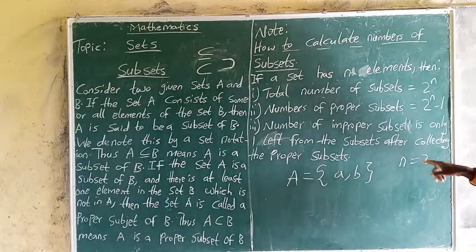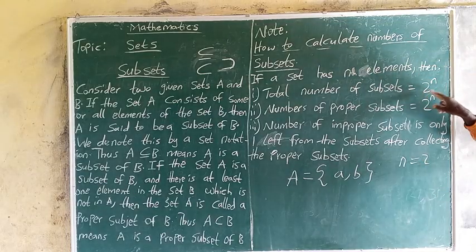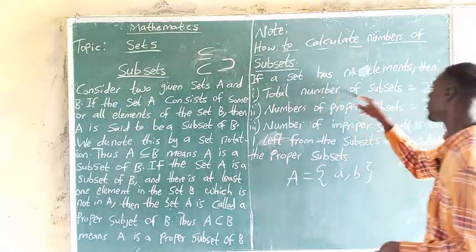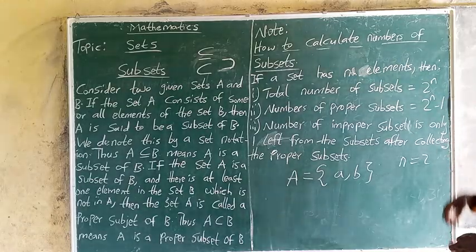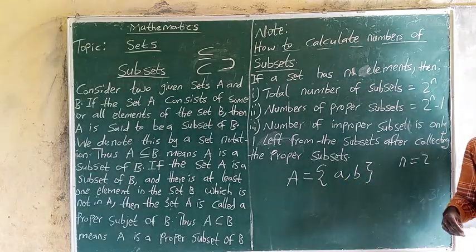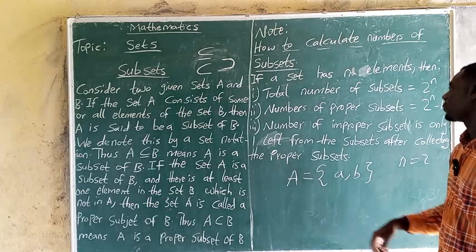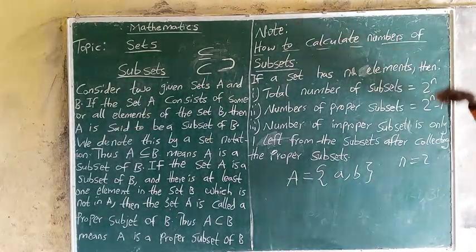So what you need to do is just put this 2 here. This 2 here is a constant. This is a general formula to calculate the total numbers of subsets. So you put this 2 here, it becomes 2 raised to the power of 2, which gives you 4. In every 2 elements, you have 4 subsets. The same thing, if it is 3, you put 3. If it is 4, you change this n to 4.